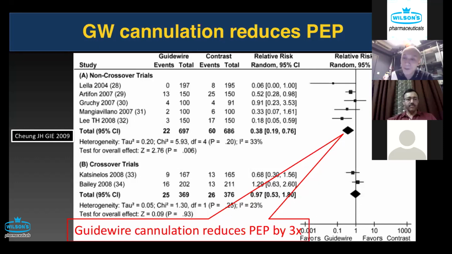But many studies performed in the past 10 years have definitely shown that if you use guide wire guided cannulation, it can reduce post-ERCP pancreatitis by up to 3 times. So definitely this is the suggested method for cannulation.